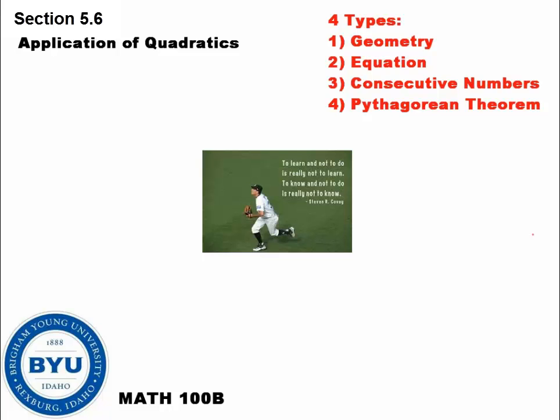The first one is a geometry type equation. Number 2 is just dealing with an equation. Number 3 is with consecutive numbers. And number 4 is with the Pythagorean theorem. So let's go ahead and take a look at each one of these individually.